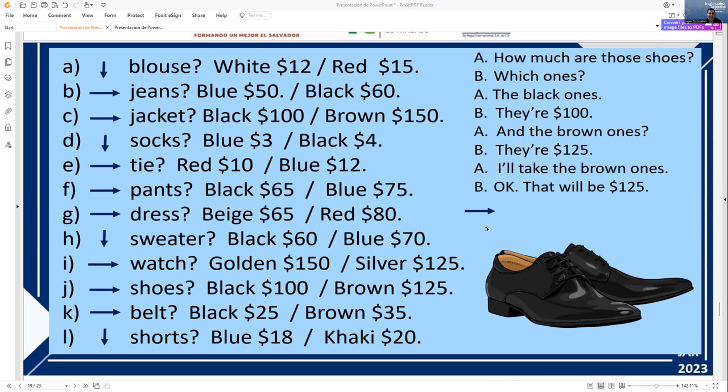How much are these socks? Which ones? The blue ones, they are $3. And the black ones, they're $4. I'll take the black ones. Okay, that will be $4. How much is that tie? Which one? The red one or the blue one? The red one, it's $10. And the blue one is $12. I'll take the blue one. Okay, that will be $12. How much are those pants? Which ones? The black ones or the blue ones? The black ones, they are $65. And the blue ones, they are $75. I'll take the blue ones. Okay. That will be $75.